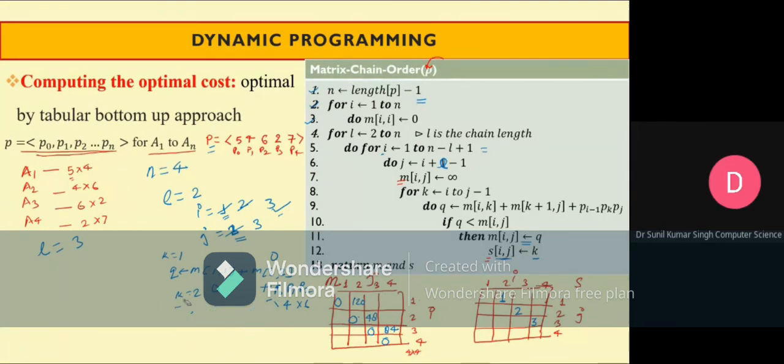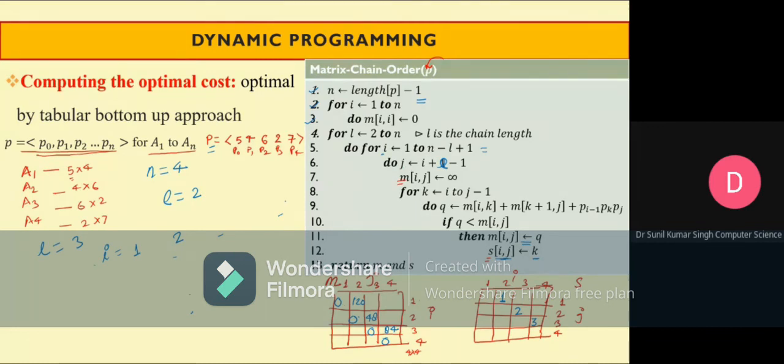Now look at, for L is equal to 3, and of course it is going to use these values. So when we have L is equal to 3, for I is equal to 1 to N, N is 4, L is 3, so 4 minus 3, that is 1, plus 1, 2. So I will be moving from 1 to 2.